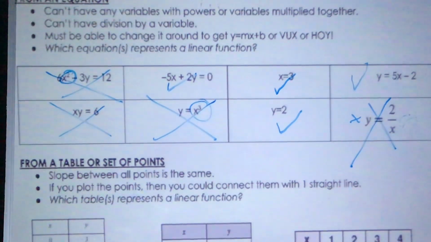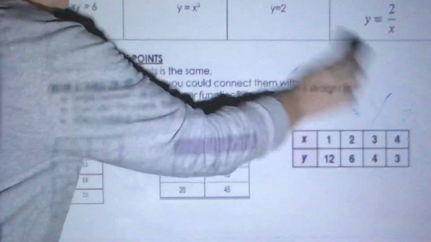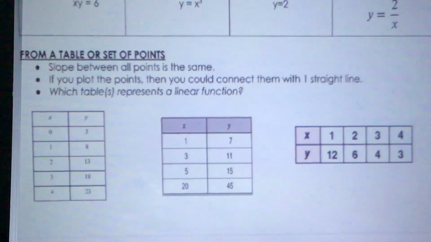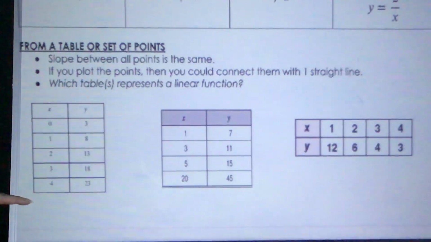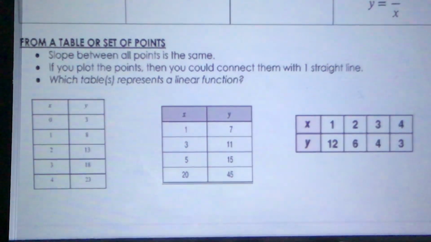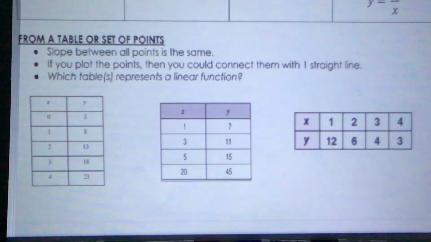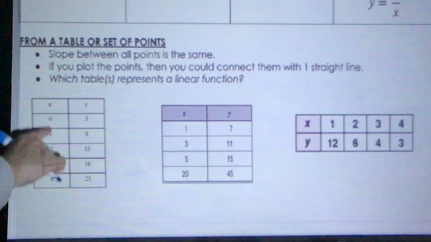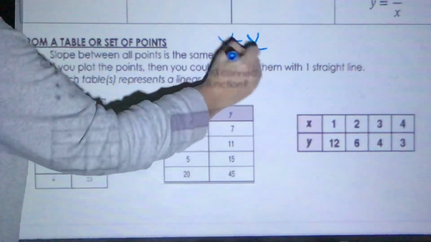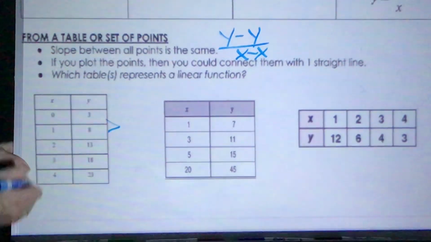And then the last area that you need to be able to recognize linear or not linear from is a table of points. Now you could plot this table of points and see if it makes a line, but for the most part we're going to be looking at the slope. In order for something to be a line, it has to have the same slope between all the points. And because we have a table, slope is y minus y over x minus x. Because we have a table, I'm going to use the arrow method to get my slopes.